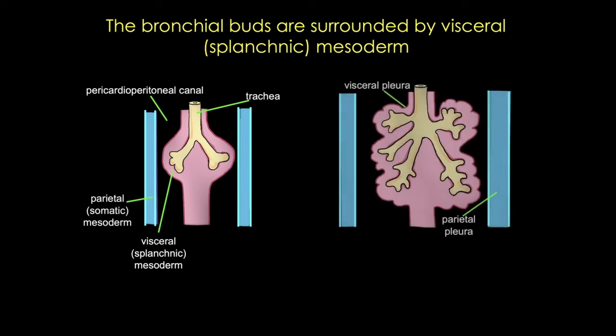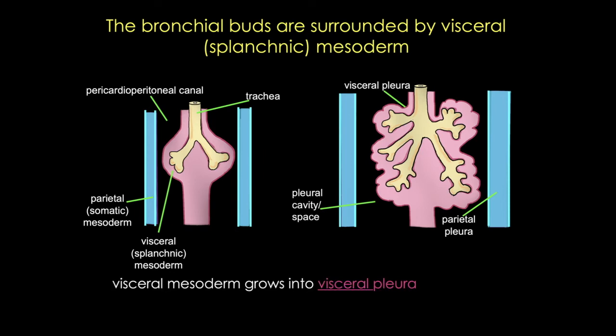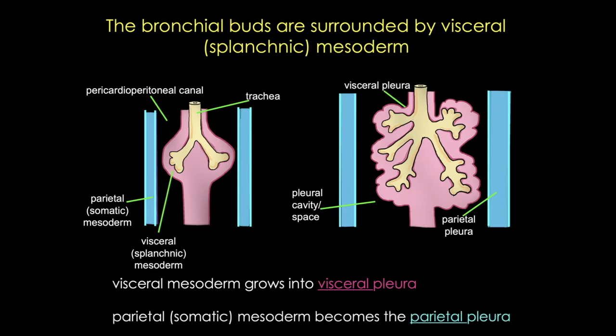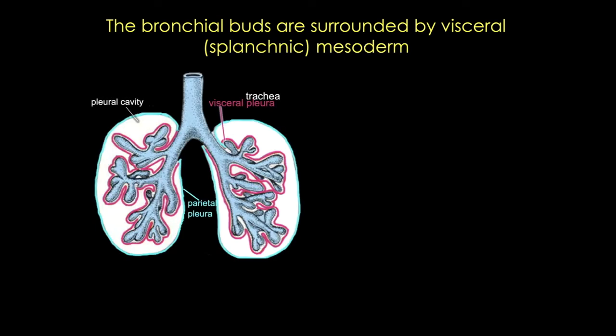Now as the lung buds continue to grow and branch, carving into the pleural cavity, or space, the visceral mesoderm is going to form the visceral pleura that is directly adhered to the outer surface of each lung. And the parietal mesoderm is going to form parietal pleura that lines the wall of the thoracic cavity. Now importantly, these 2 layers are not entirely separate. The parietal pleura is contiguous with the visceral pleura at the hilum, where pulmonary vessels and bronchi and nerves enter the lungs. You can kind of see that, I think, a little bit better in this cartoon.